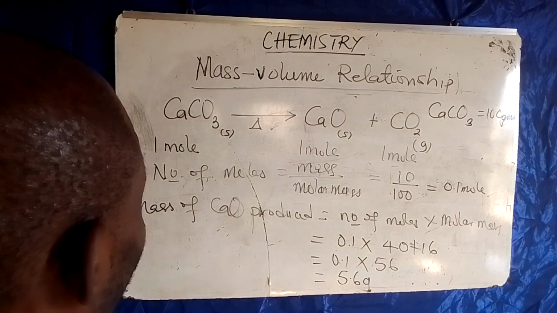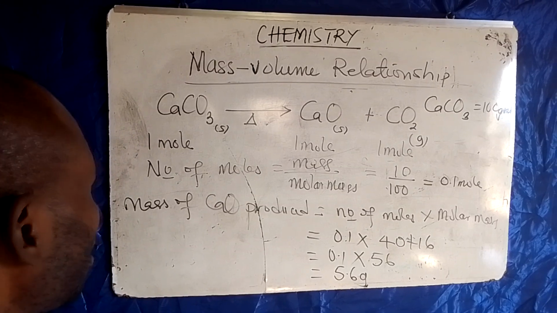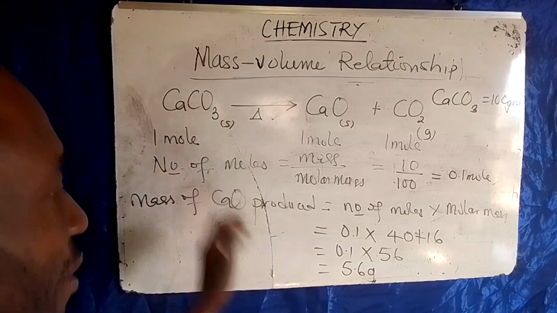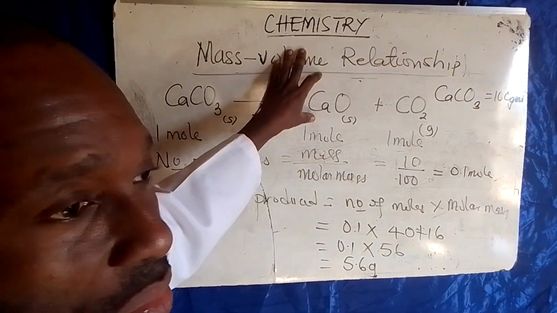So in the question, it means that for every 10 grams of this decomposed, you are producing 5.6 grams of calcium oxide.